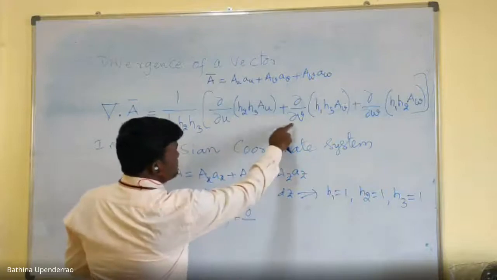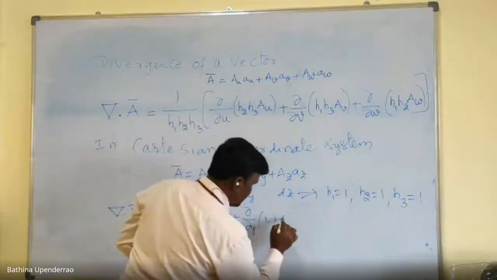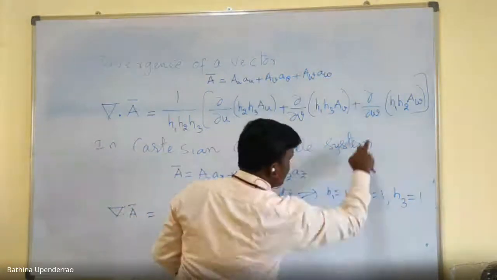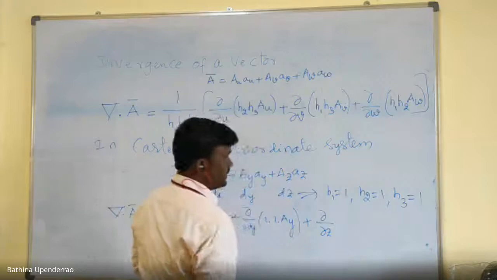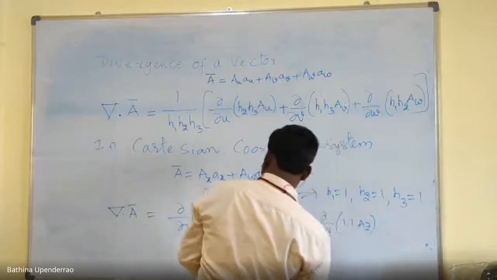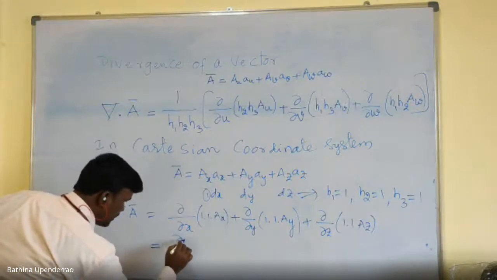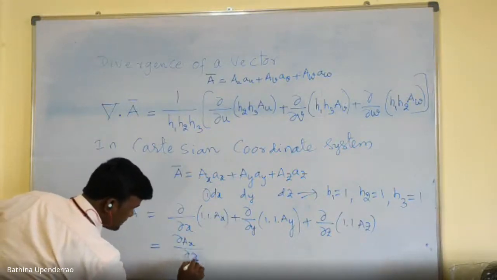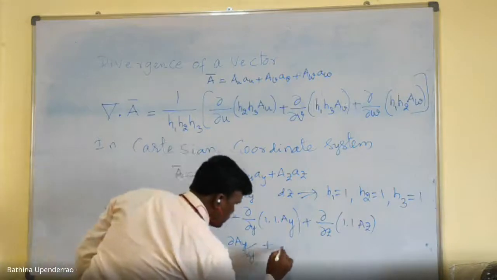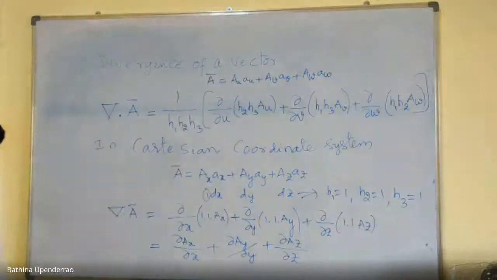dou by dou y, v means second element. h1 is 1, h3 is also 1, and Av means Ay, plus dou by dou z, w is the third element, that is z. h1 is 1 and h2 is also 1, and here we will get Az. Here 1 into 1 into Ax gives Ax. So finally you will get dou Ax by dou x plus dou Ay by dou y plus dou Az by dou z.